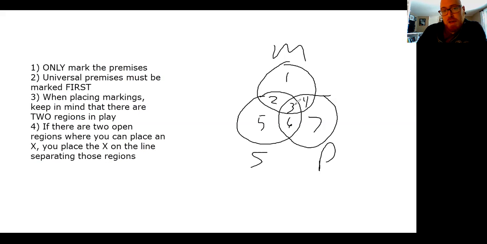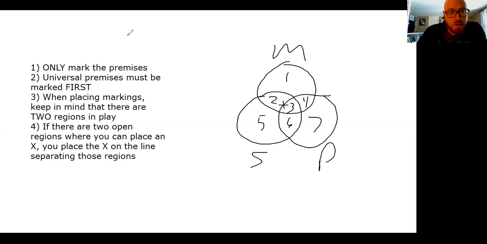Since we don't want to say more than what's actually given to us in the premises, I would have to put my X on the line separating those two quadrants. So that tells me that I know there is an S here, which is also an M. So it's somewhere either in quadrant 2 or quadrant 3. But since I don't know whether it's in quadrant 2 or quadrant 3, I place the X on the line separating quadrants 2 and 3.